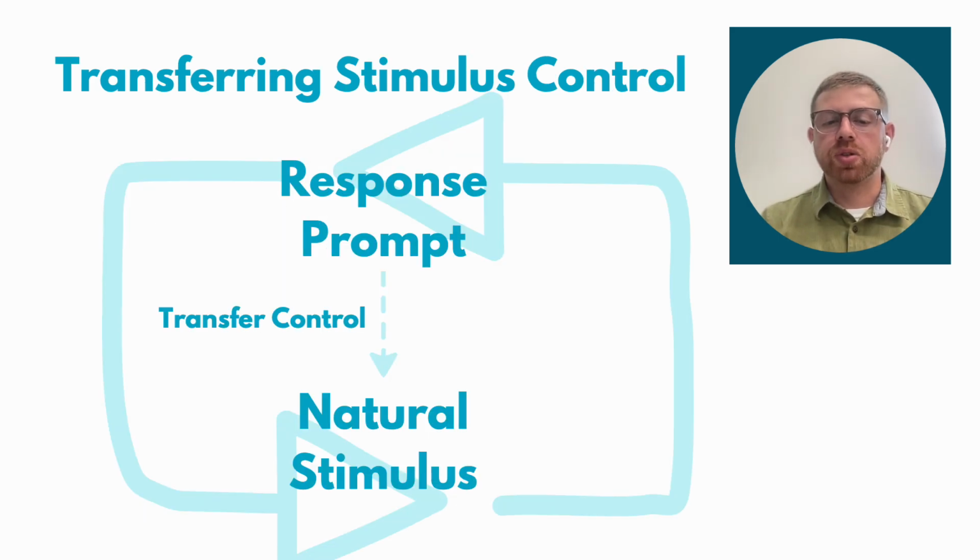So transferring stimulus control, again here, we want to take that response prompt or stimulus prompt really that we've added into the equation, right, into our contingency, our ABCs. We've added that response prompt. Now we want to transfer control to the natural stimulus, to that A.